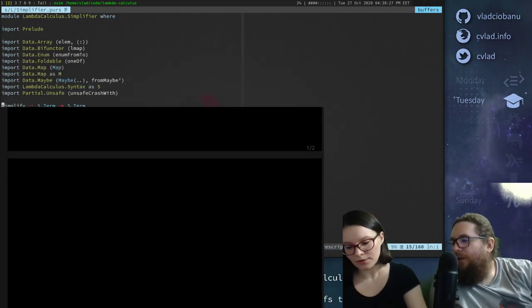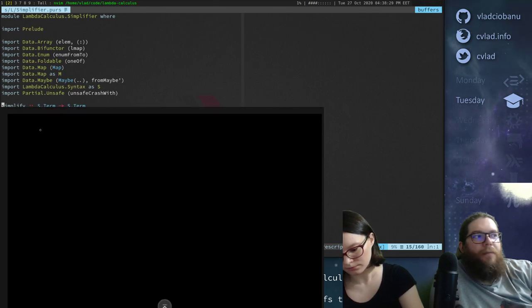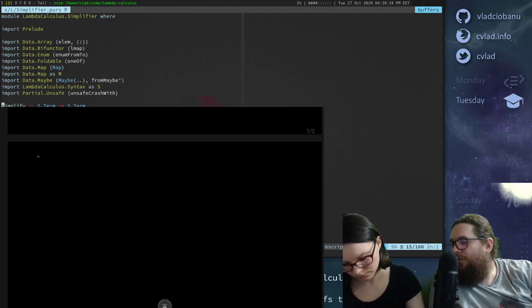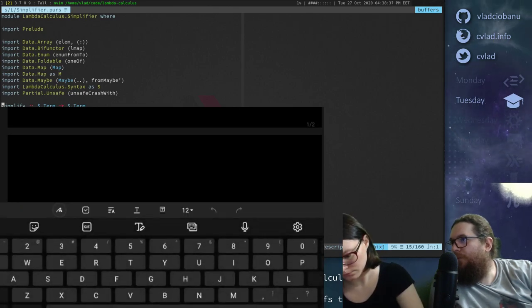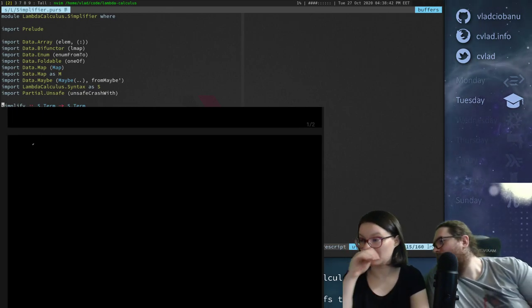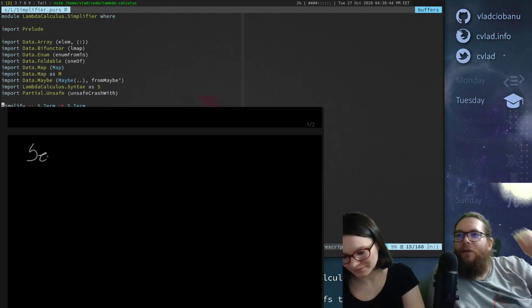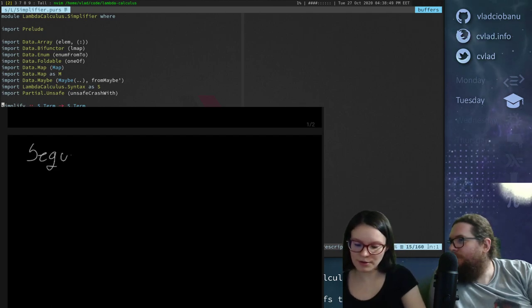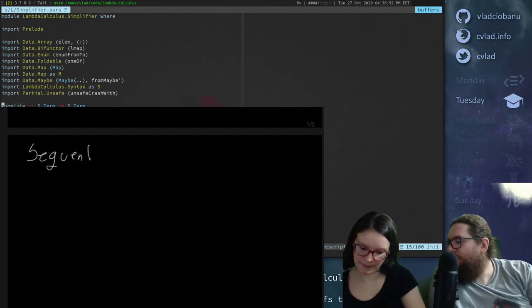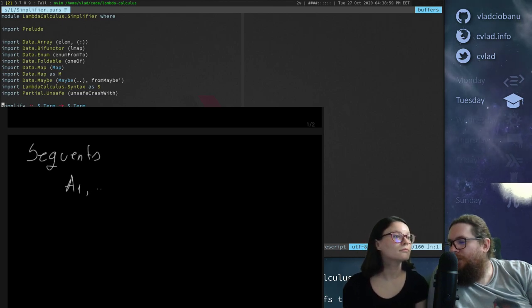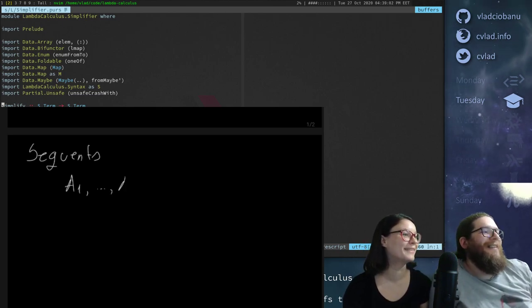Okay, so we use sequents, which are expressions of this form. Yeah, there's still significant delay. I'll figure it out for next time. Let's wait for them to see. There's a delay here.